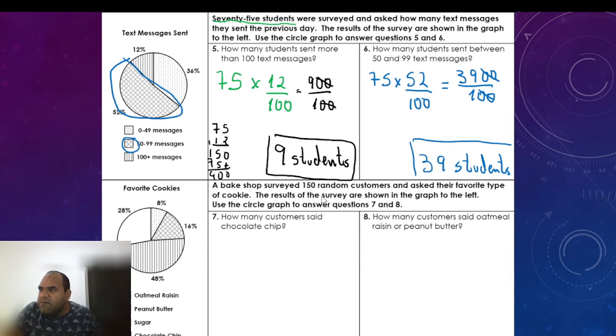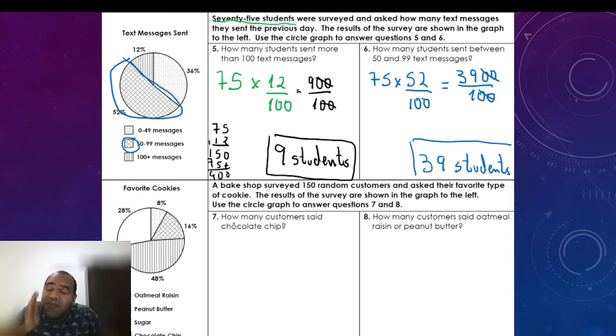A bake shop surveys 150, attention, 150 random customers and asks their favorite type of cookie. The results of the survey are shown in the graph to the left. Use the circle graph to answer questions 7 and 8. Okay, it's up to you. I'll stop the video right now, so go ahead. Okay, you probably finished this already.